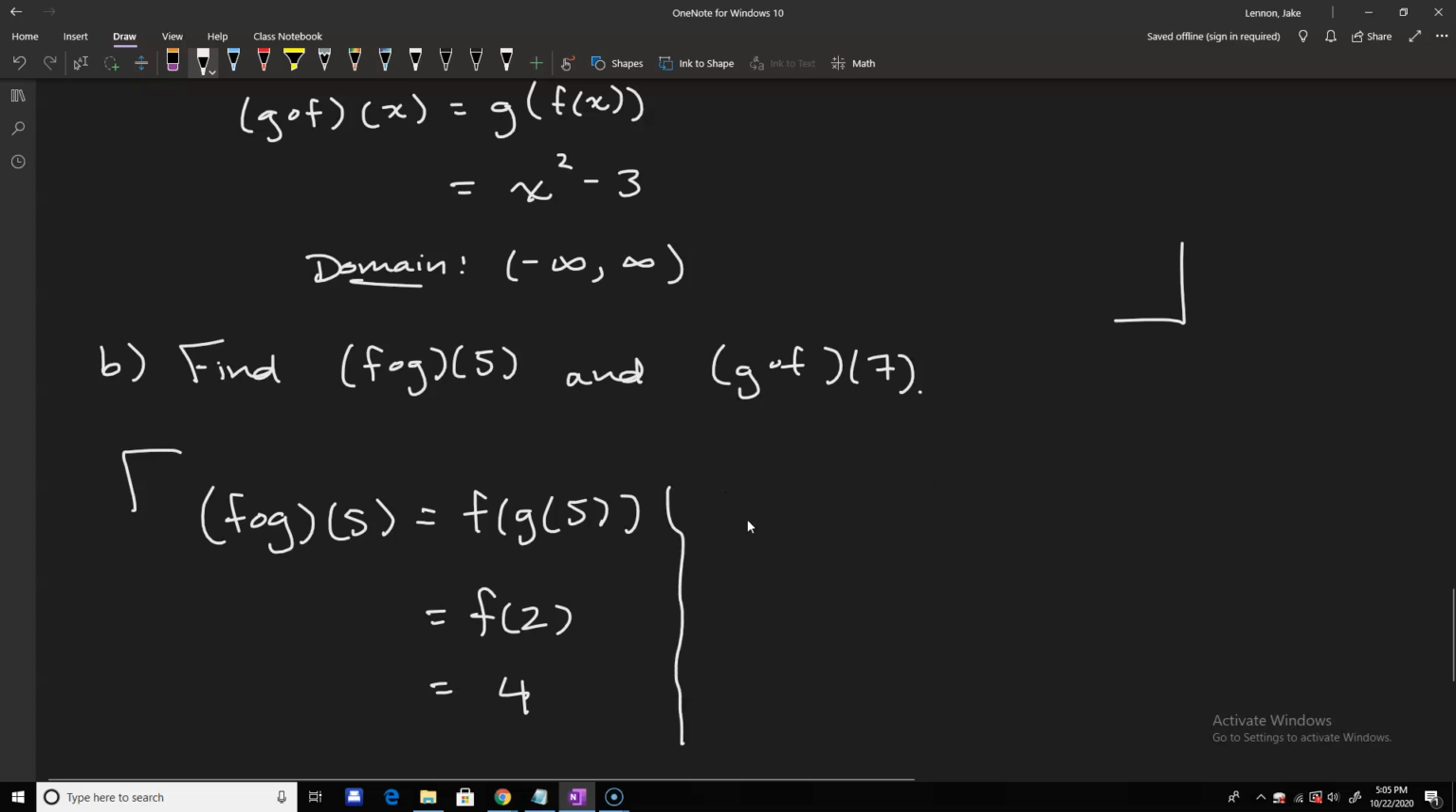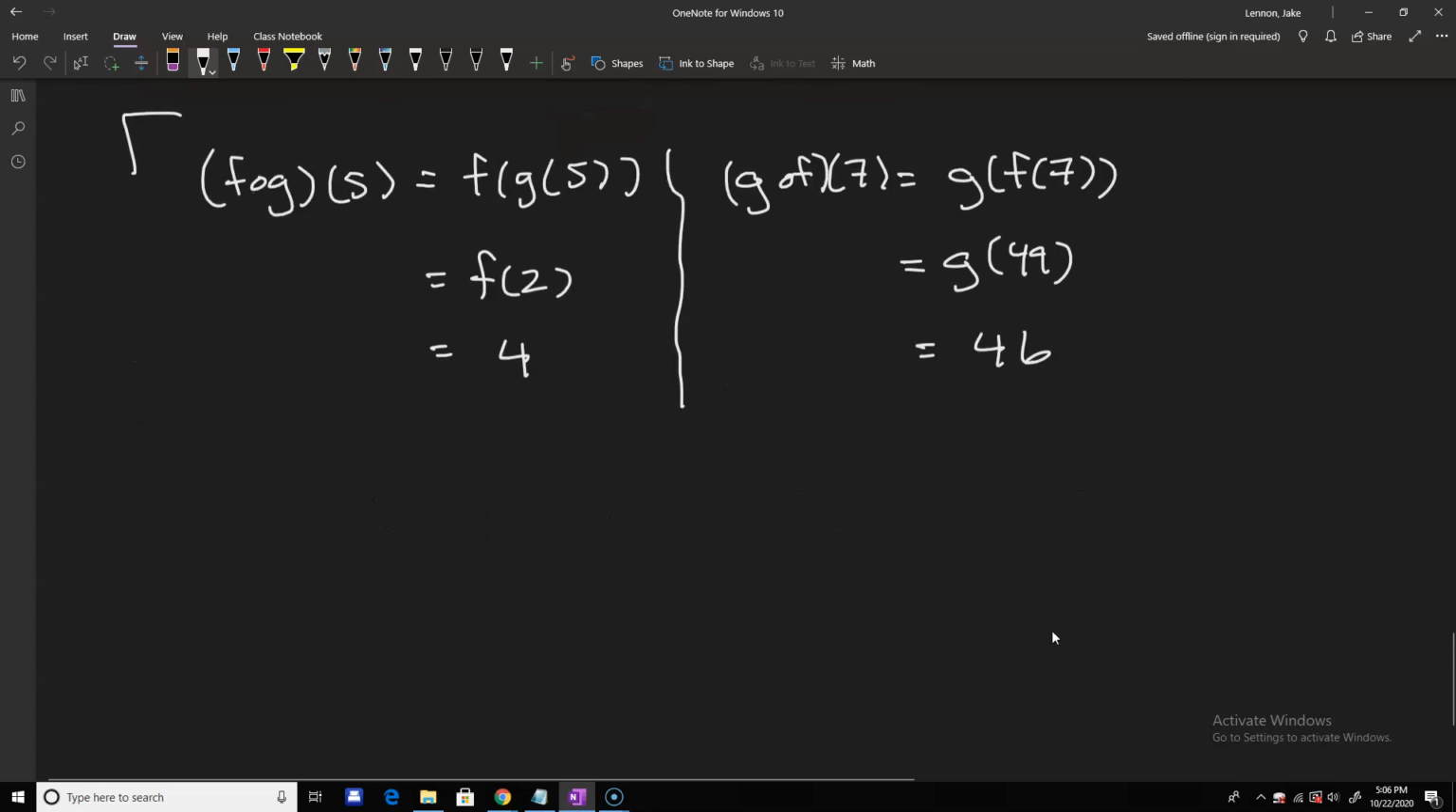And the right-hand side, g of f of 7, this means plug 7 into f, and then plug that result into g. So again, f just squares the number, so this is going to be g of 49, and then g just subtracts 3, so this is going to be 46.